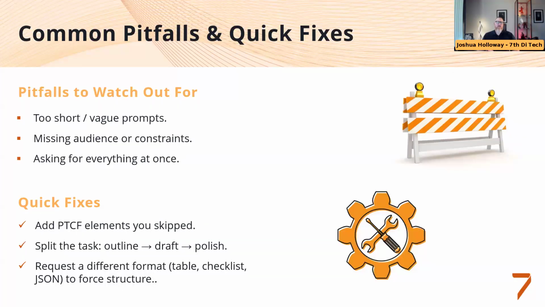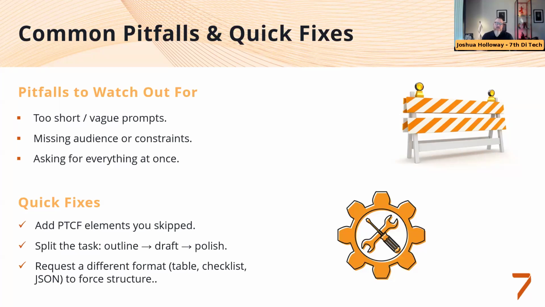Some common pitfalls and quick fixes. So pitfalls to watch out for, being too vague or too short in your prompts, missing audience or constraints, right? Give it a good audience of who this information is for. Give it some constraints. Asking for everything at once. Versions of ChatGPT can't handle a lot of requests and a lot longer form requests. That's where short form requests come in.